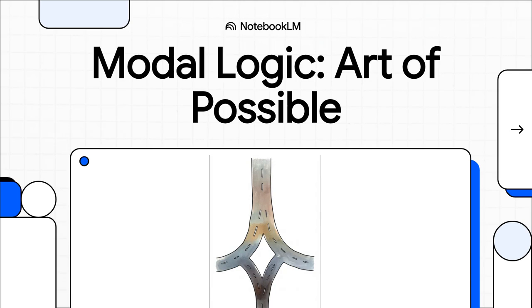Today, we're talking about a type of logic that goes way beyond just true or false. We're asking bigger questions, like, could this be true? Or even, does this have to be true?